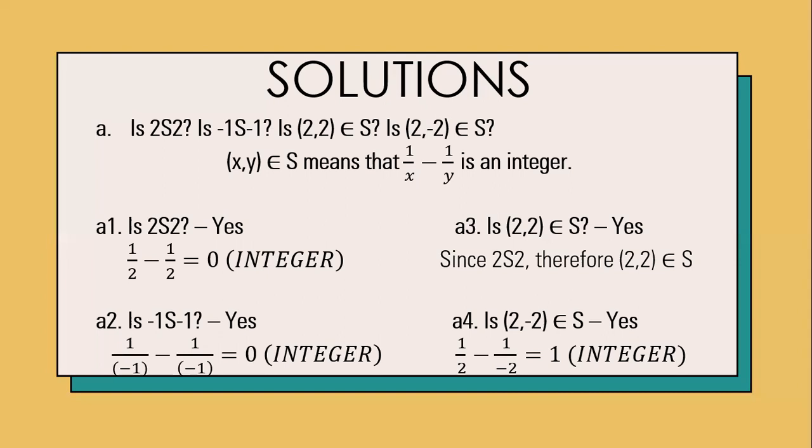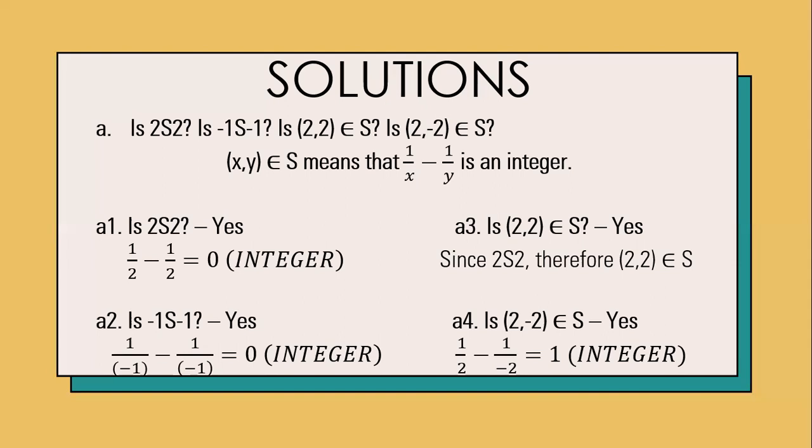Just by using the formula 1 over -1 minus 1 over -1, the answer is also 0, which is an integer, and therefore it is also an element of relation S. And for problem A3, is 2 and 2 an element of relation S? The answer is yes, because since 2 is related to 2, therefore 2 and 2 must be an element of relation S.